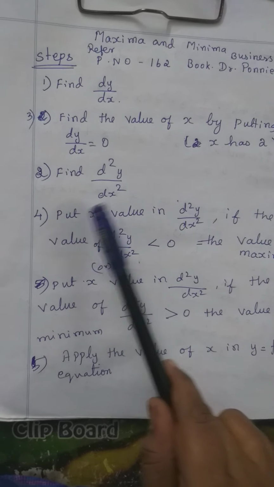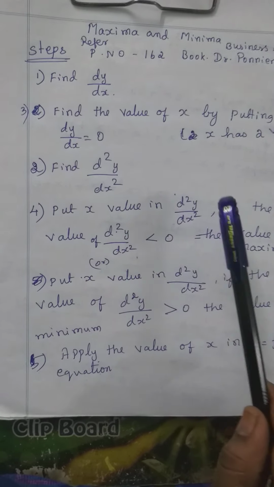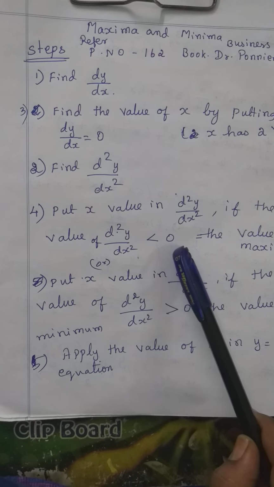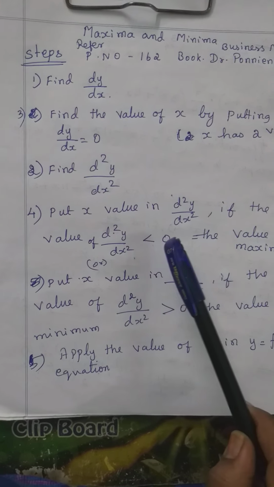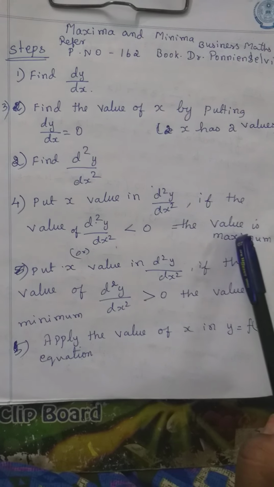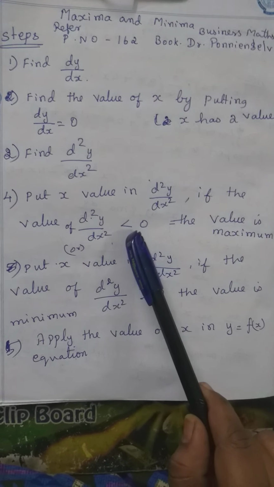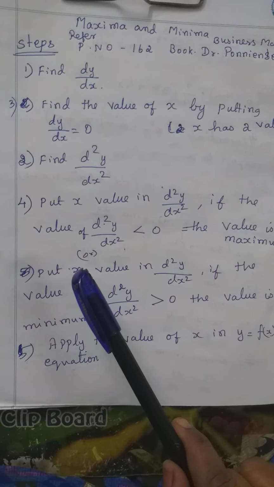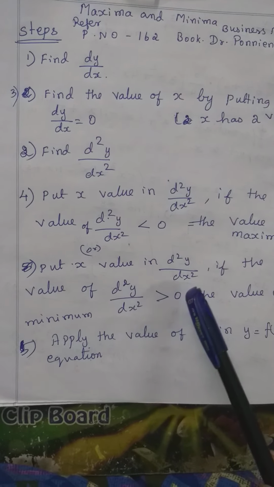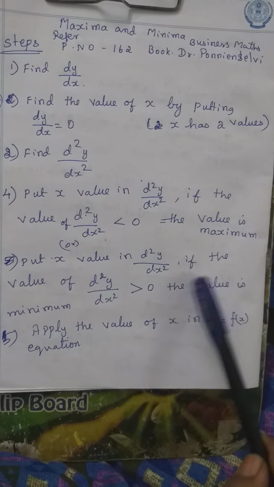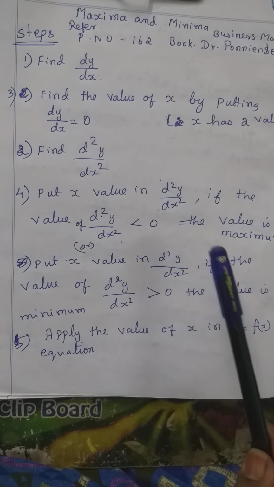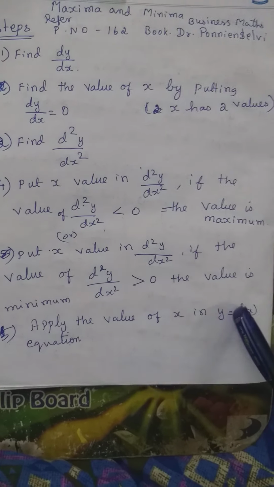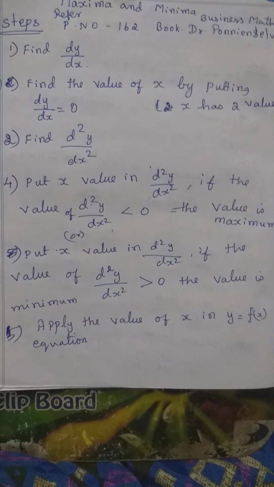If you apply the value of x in d squared y by dx squared and you get a negative answer, that is less than 0, that value is a maximum. Remember that: negative means maximum, an inverse relationship. Then if you get a value greater than 0, that is a positive value, the value is a minimum. Then apply the value of x in the given function, that is y is equal to the equation.